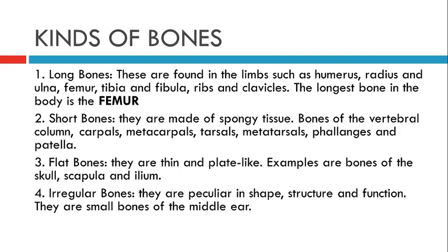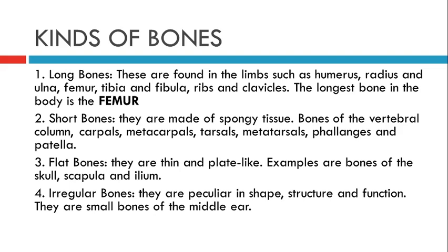Now, short bones are made up of spongy tissues. These are bones like the carpals on your hand, the metacarpals, the tarsals, the bones of the leg, and the metatarsals, the phalanges, and the patella. These are short bones.